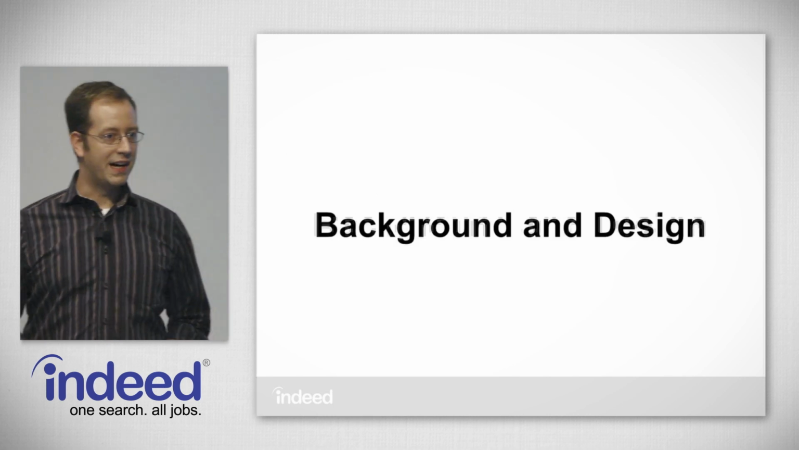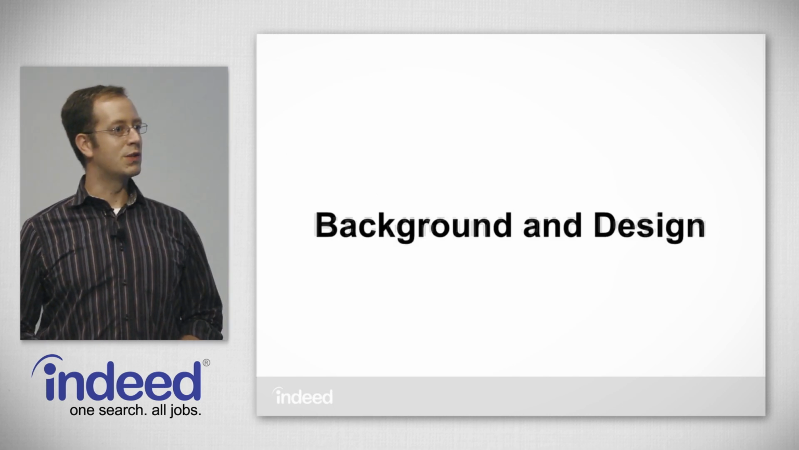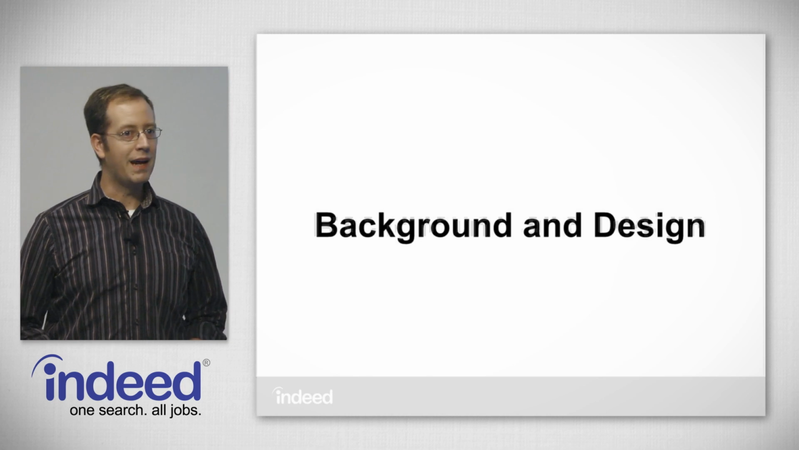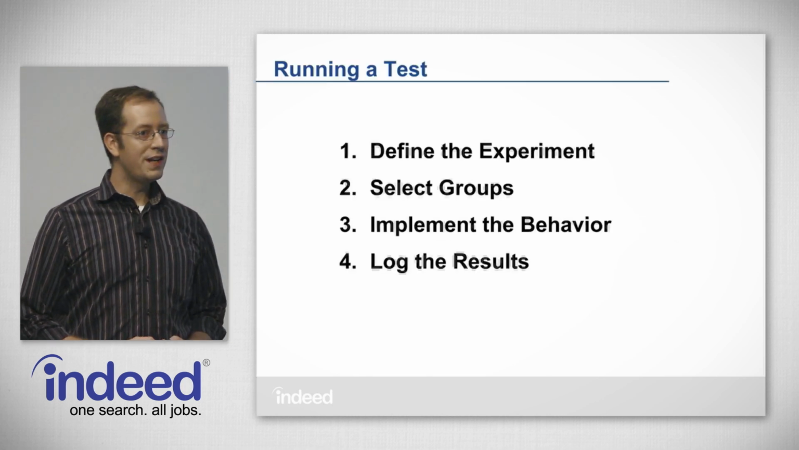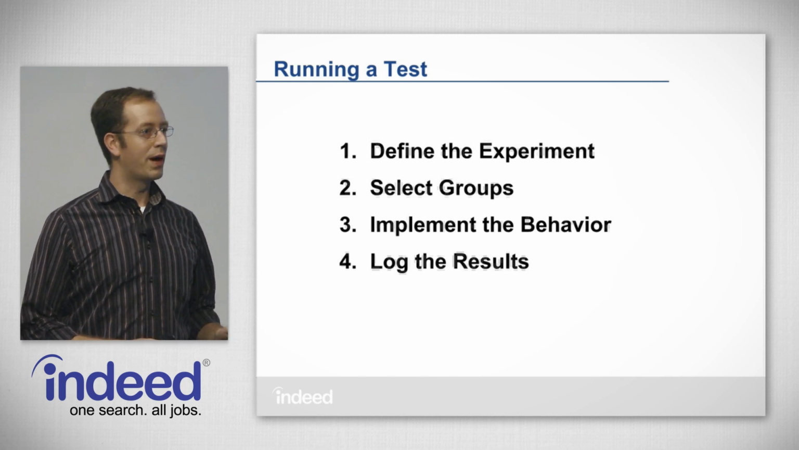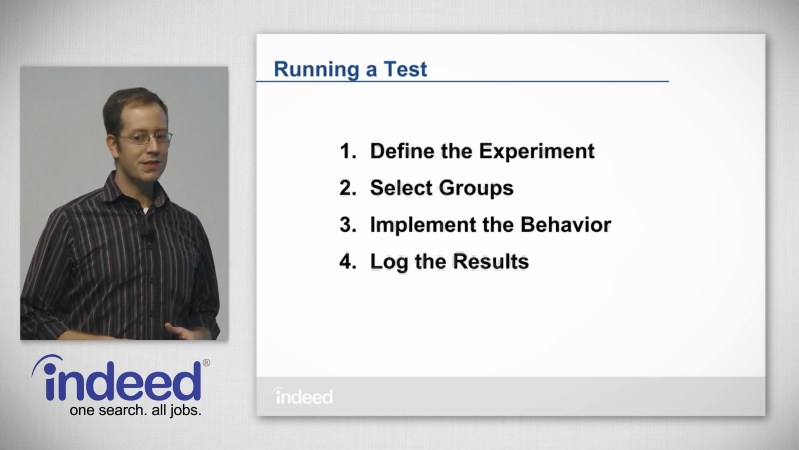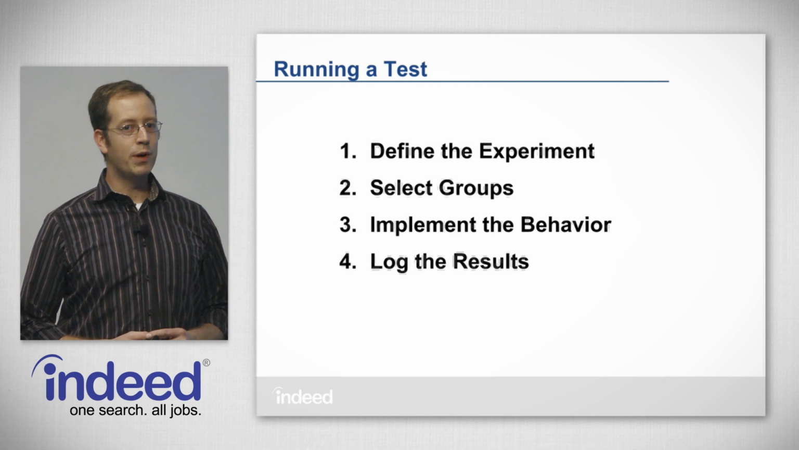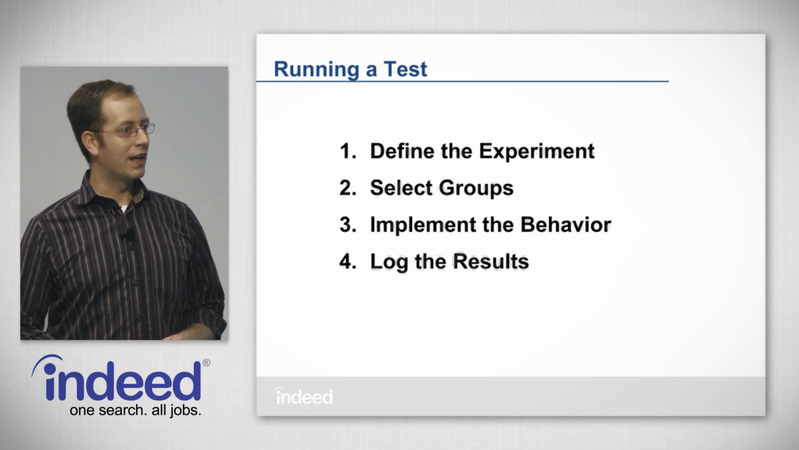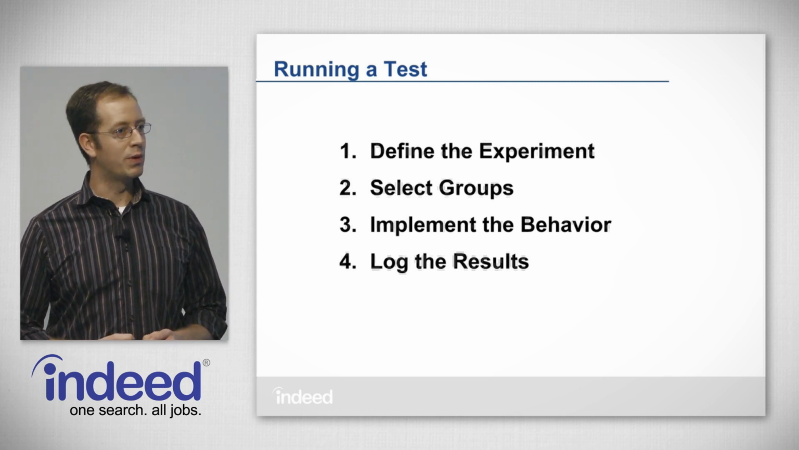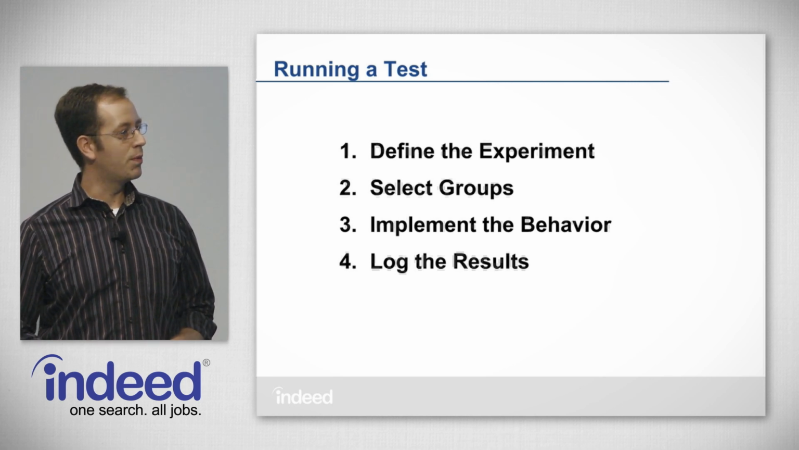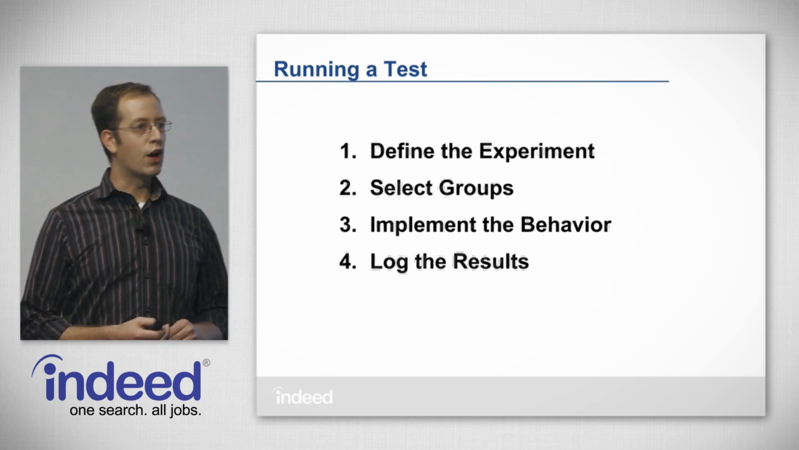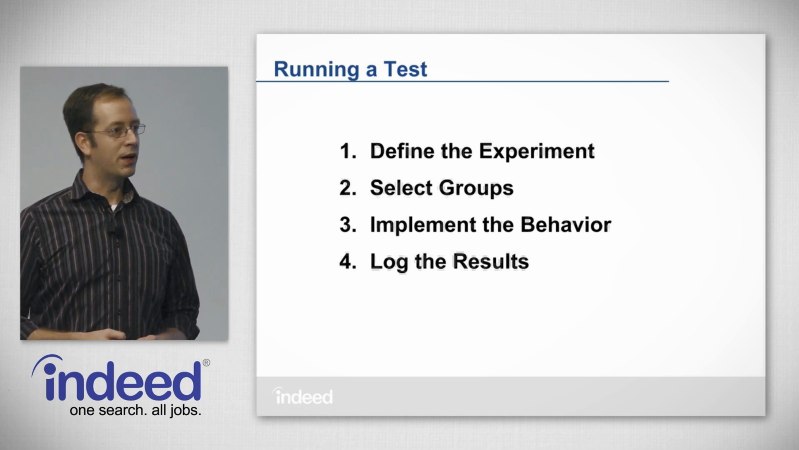The background and design. Proctor is based on the lessons that we've learned over several years of running A/B tests in various ways. To run any A/B test with Proctor or without Proctor, you have to do a certain set of things. You need to define the experiment that you're going to run. You need to have a way to select from your visitors who belongs to which group in that test. You need to implement the change in behavior for the control group and the test group on your site. You need to log those results so you can analyze them later.